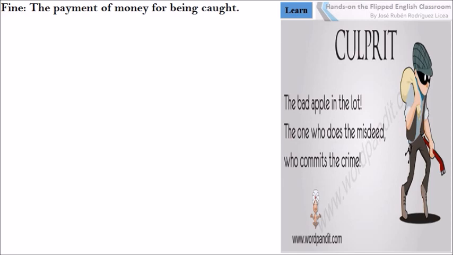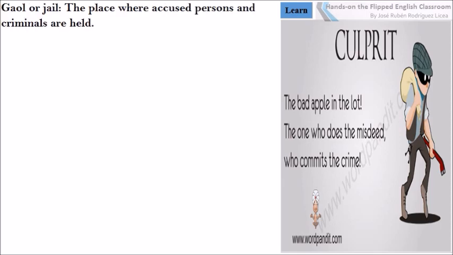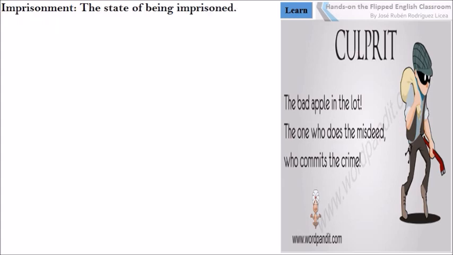Fine: the payment of money for being caught. Jail or gaol, the place where accused persons and criminals are held. Guilty, found responsible for wrongdoing or an unlawful act. Imprisonment, the state of being imprisoned.